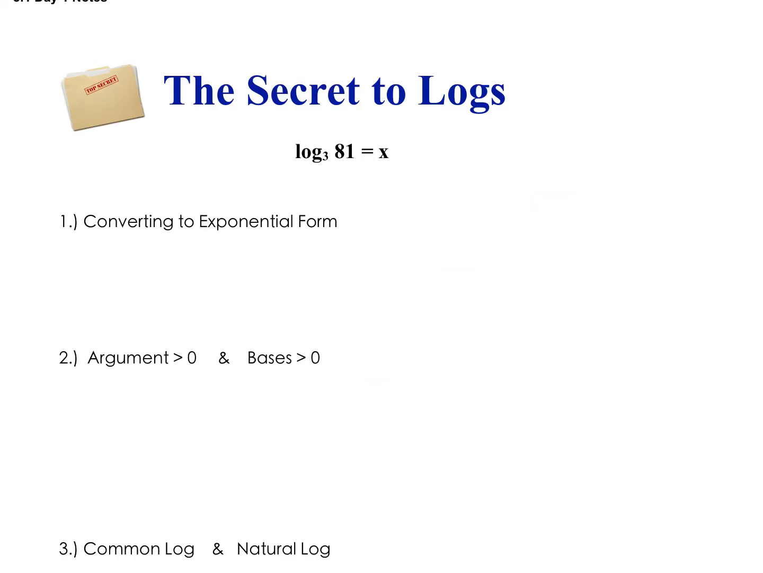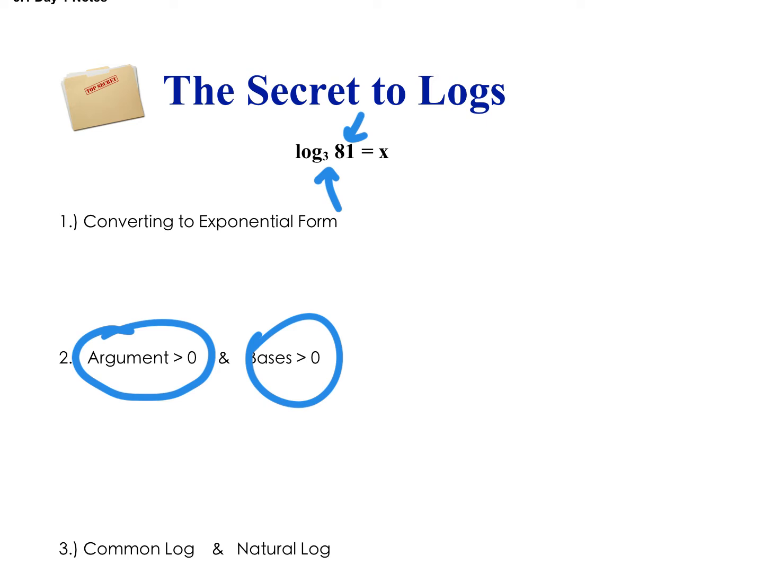The secret to logs is converting back and forth. A couple other things to remember to mention. Arguments have to be bigger than 0. This right here can't be 0. There'll only be positive things there. It can't be negative and can't be 0. And the bases have to be bigger than 0 also. So both this and this have to be bigger than 0.